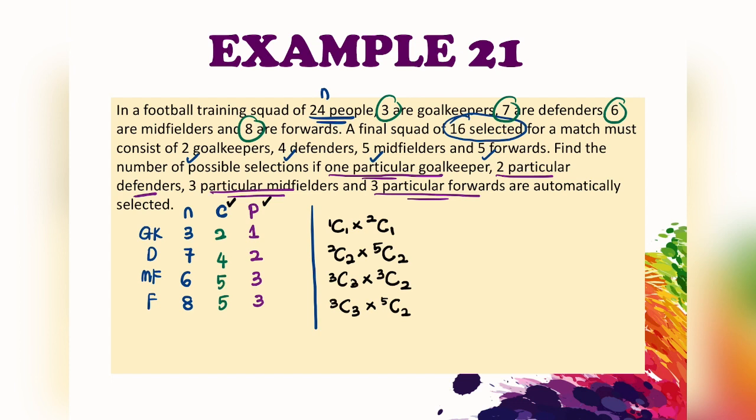5C2. Now if you look here, the total number on the above here is actually the total of n. So 1 plus 2 will be 3, 2 plus 5 is 7, 3 plus 3 is 6, and 3 plus 5 is 8. And the one below here is actually the total number that we want to choose. So if we look here, 1 plus 1 is 2, 2 plus 2 is 4, 3 plus 2 is 5, and 3 plus 2 here will be 5 as well. Okay, so let us calculate first.